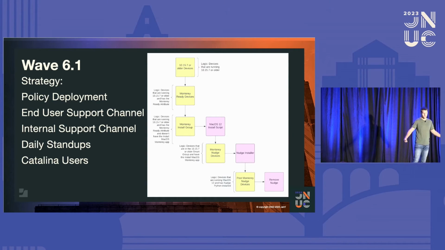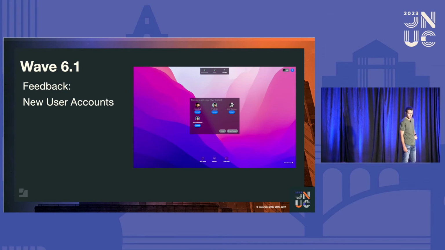And we were up like 50 at this point in this wave, and by the time we were done with 6.1, we were down to 20. And most of those were like, man, I'm running a 2009 MacBook. Can I run Monterey? No, you cannot. So the feedback from this wave outside the big three was the new user accounts. Users would accidentally create a new account instead of connecting their old accounts. The fix was to turn off new account creation in the profile.